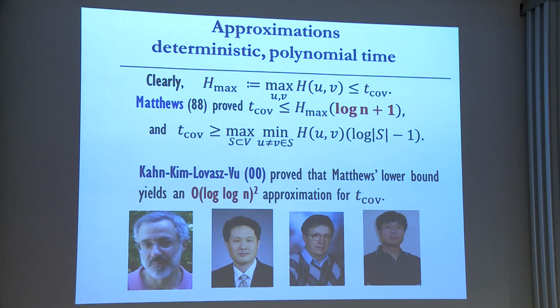But there's also a lower bound. The cover time is at least the following: you maximize over subsets A of the vertex set, and then you minimize over u different from v in A, the hitting time from u to v times the log of the size of the set. What these people showed is that this lower bound, together with the maximal hitting time, which is also a lower bound, if you take these two together, then they are very close to sharp. So up to a log log n squared, they give you the cover time.